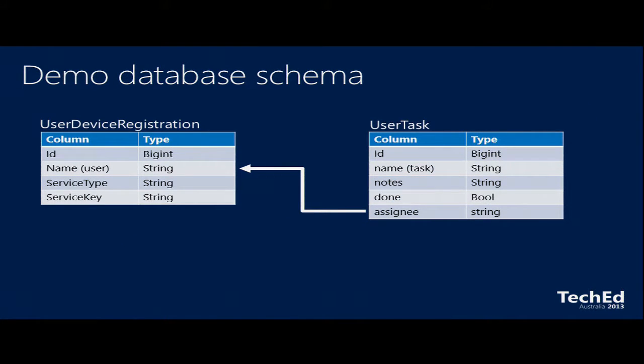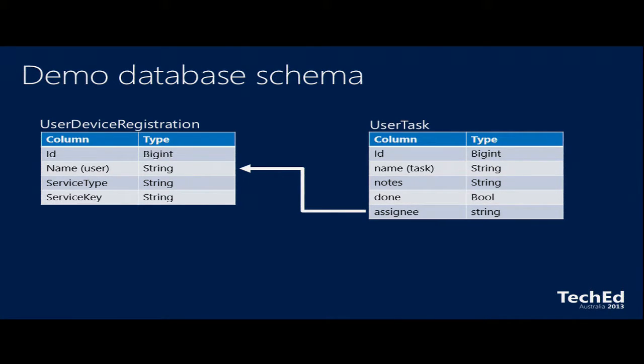This is what our database looks like, just very high level, very simple. We've got a task table, which contains the task we're going to assign to somebody, and then a user device registration table. So this is a fairly simple scenario. We've got one device to one user, and we've got some Node.js scripts sitting around this that will allow us to do push notification and also manage duplication of entries in the device registration table.